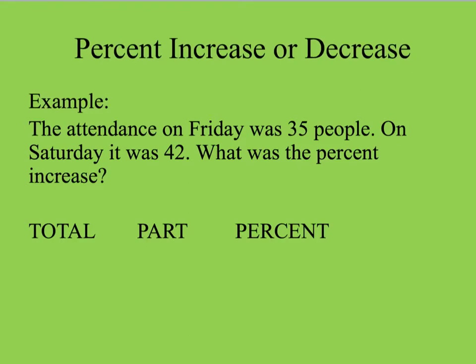Let's try this problem. The attendance on Friday was 35 people. On Saturday, it was 42. What was the percent increase? So this is where I started. It was 35 people, so that's my total. My part is the difference between Friday and Saturday. Because it's just the difference, you just need a number. So I'm going to go 42 take away 35. Whatever is the bigger number, take away the smaller number. 42 take away 35 is 7.